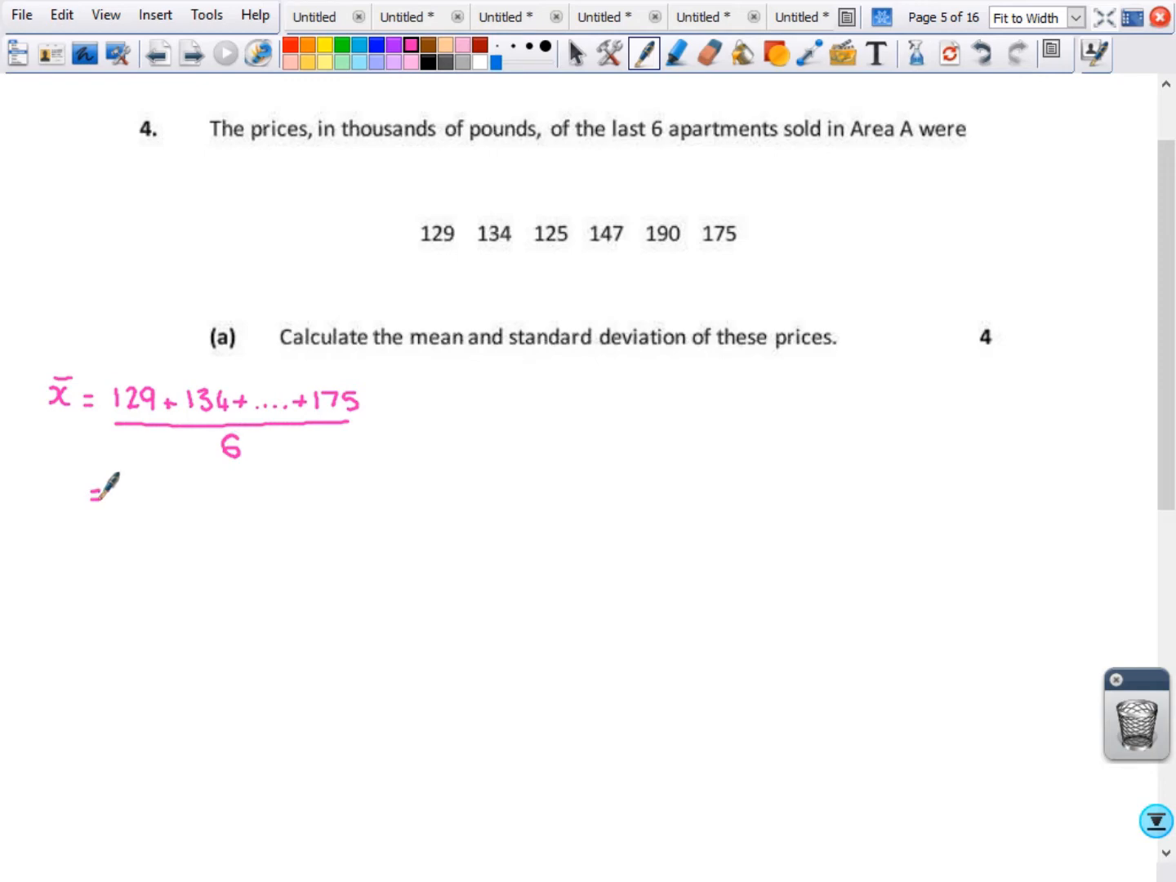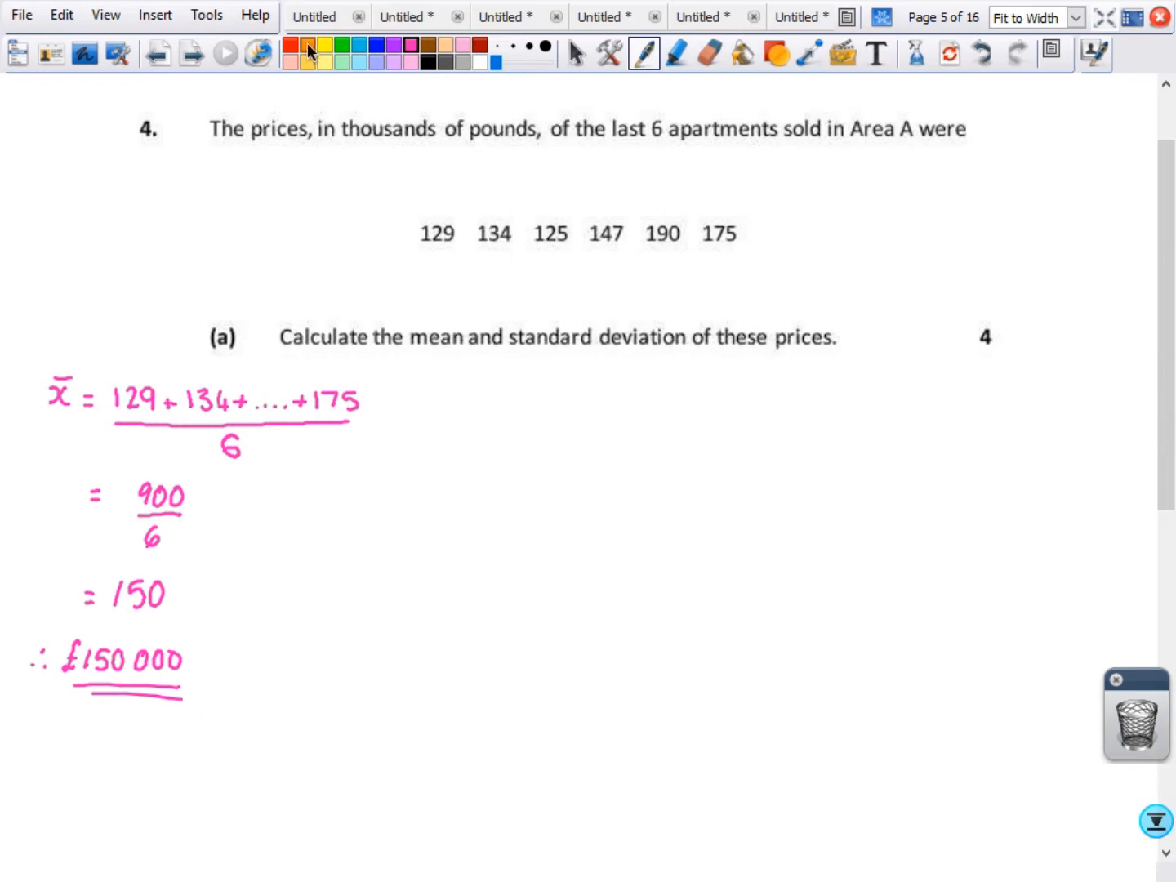So when I add them all up, I end up with 900. And I'm going to divide that by 6. So 900 divided by 6 gives me 150. Okay, so the mean is 150. Now what that actually means is my average price is £150,000. Okay, that's what that's actually telling me. So I've calculated the mean.